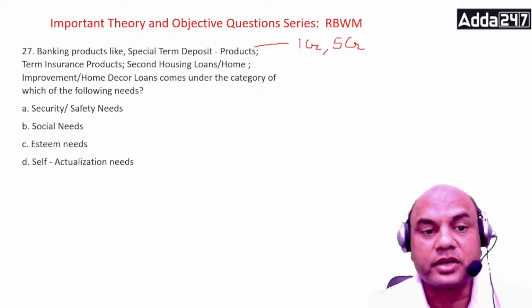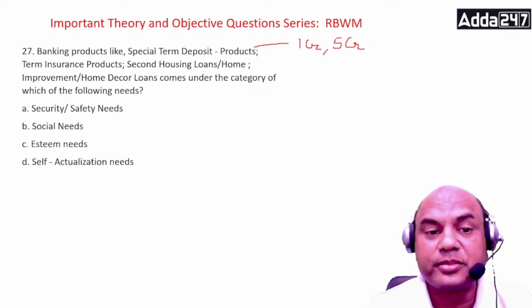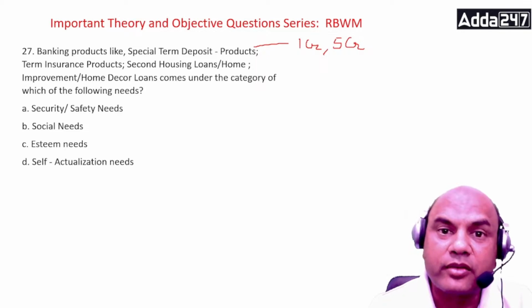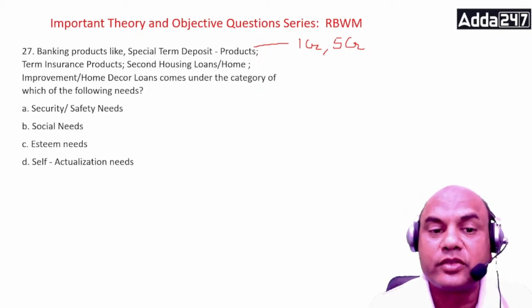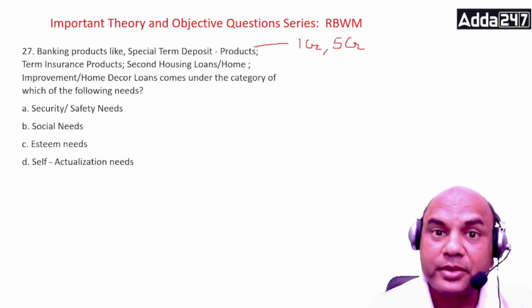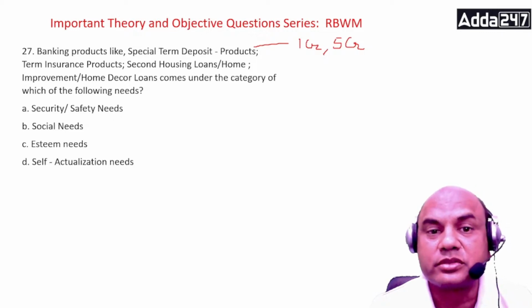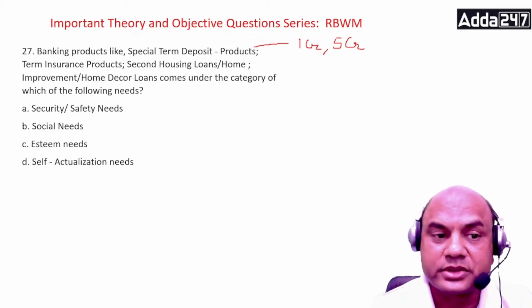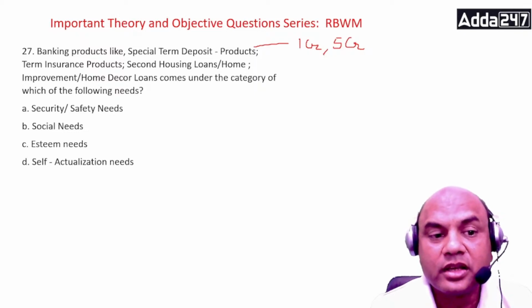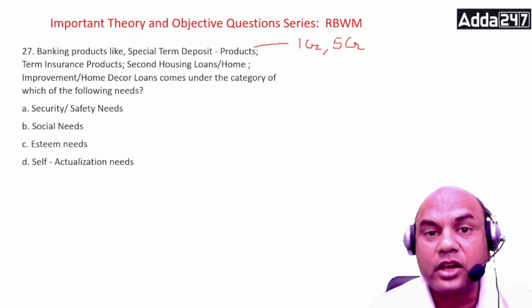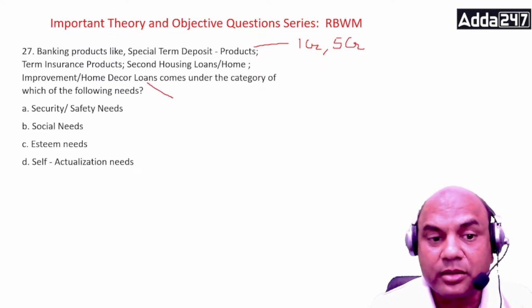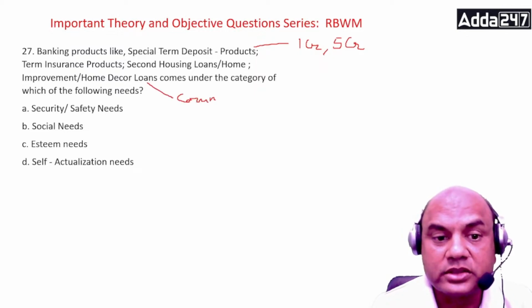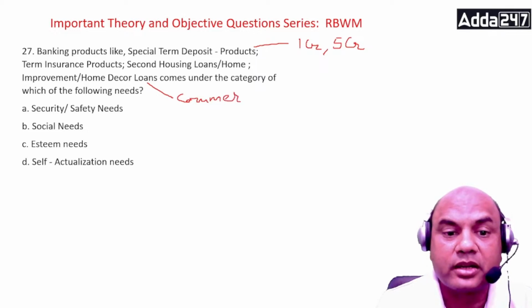Term insurance products, second housing loan. Second housing means that the person who already has a house is now buying this just for investment. There are persons who are buying a third house also, second, third, many houses. Home improvement or decor means this is a commercial loan. This does not come under the category of home loan. Remember, this is a commercial loan. It does not come under the category of home loan.